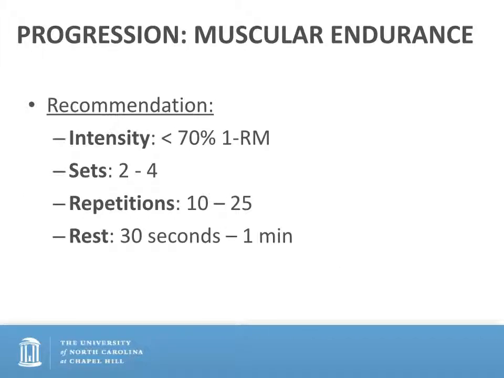Now let's look at the progression of resistance training in order to increase muscular endurance. Again, muscular endurance is the ability of a muscle or muscle group to repeatedly exert a submaximal resistance. The ACSM recommends that the intensity is less than 70% of a person's 1 RM. They perform 2 to 4 sets with repetitions between 10 to 25 reps, so a high rep range. And they rest 30 seconds to 1 minute between sets.